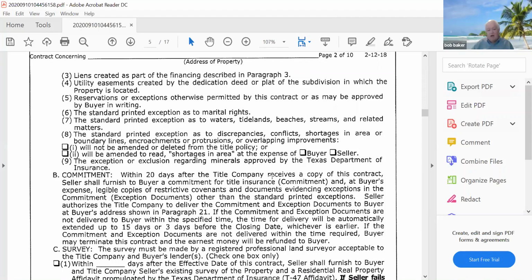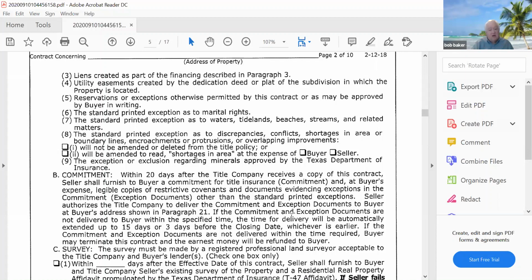What's the total time it talks about in paragraph 6B for the delivery of the title commitment? And we do understand the timeline is not tied to the effective date of the contract. It's tied to when the title company receives a copy of the contract. So how much time do we give them? 20 days. Okay, so there is a 20-day timeline there. Is there also a provision for some additional time beyond that 20 days? You see that phrase a little past the middle of paragraph 6B where it talks about will be automatically extended up to 15 days. So if you're not able to do it in that 20 days, it appears we get another 15 days.